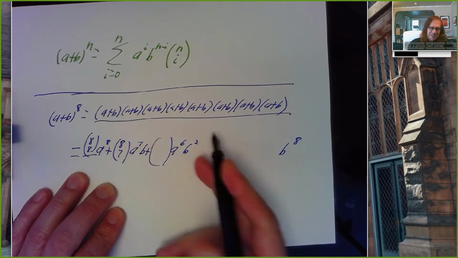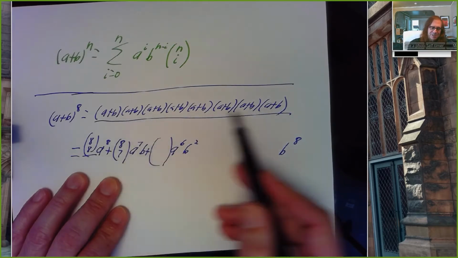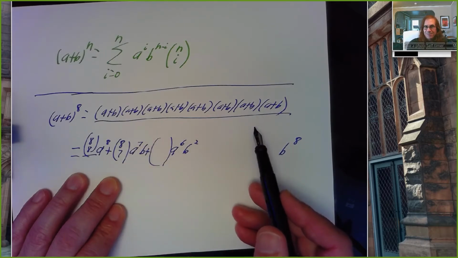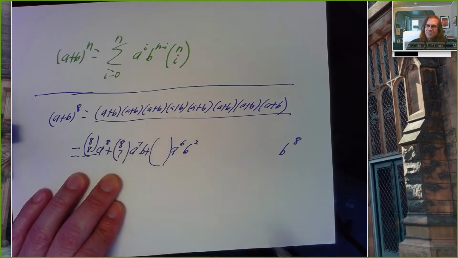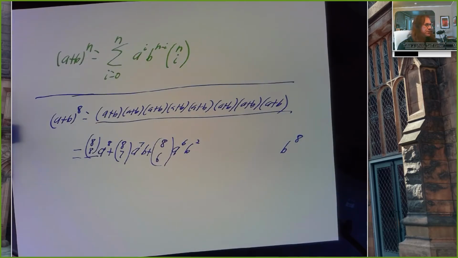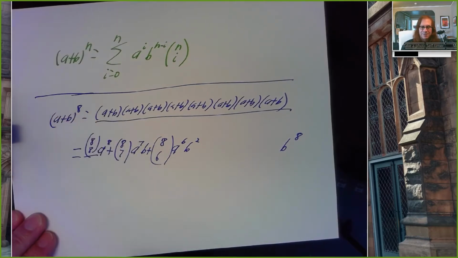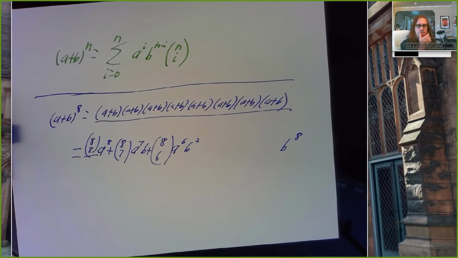And if I want to get an A to the 6th B squared, any time that I choose A from 6 of these, and B from the other two, when I multiply those, I'm going to get A to the 6th B squared. So how many different ways can I choose 6 of these terms to pull an A from? That's 8 choose 6. And so on. So that's the tie-in between multiplication of binomials and the choice function, number of combinations.